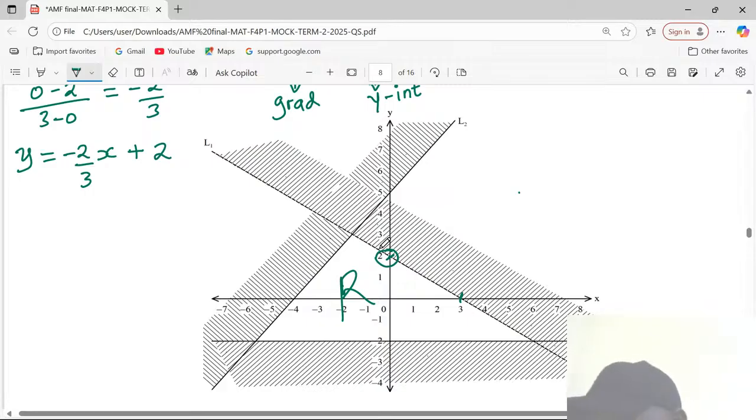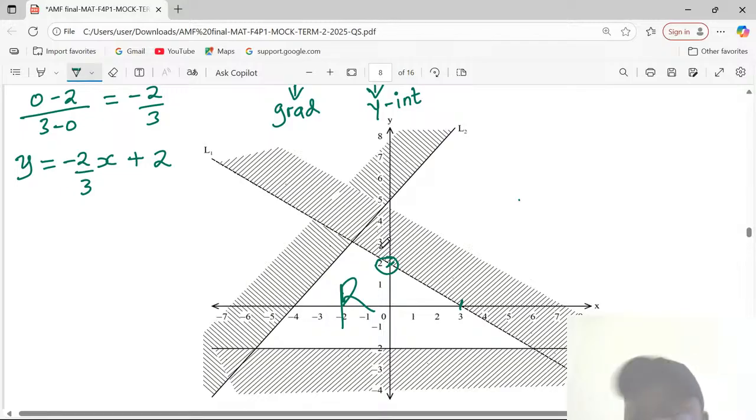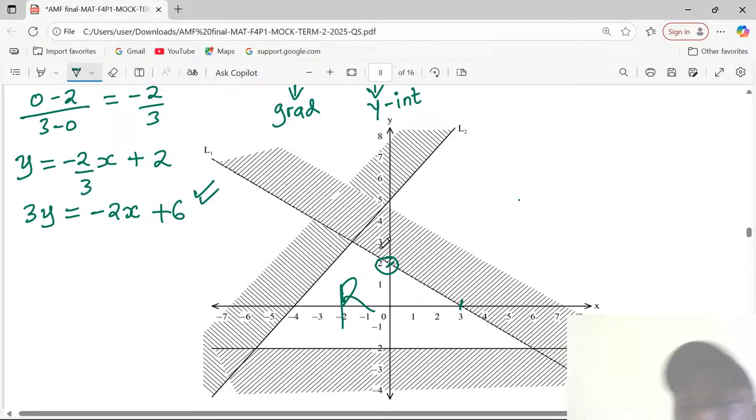It's almost ending. We're in number 15, and we are going up to 16. So now from this, we can do away with the fraction and talk about 3y equals negative 2x plus 6. That is now the equation. Now that we have the equation of the straight line, let's talk about the inequality symbol to be used now.